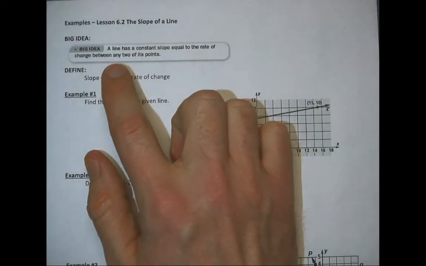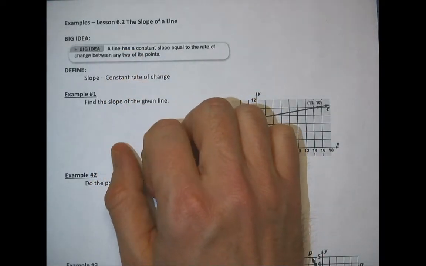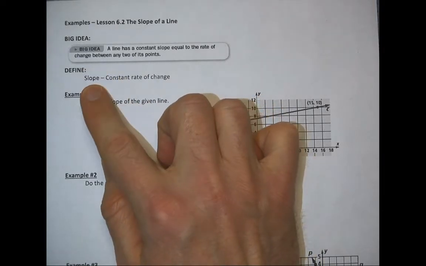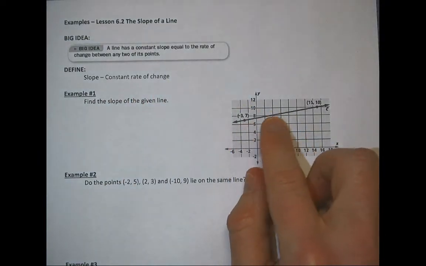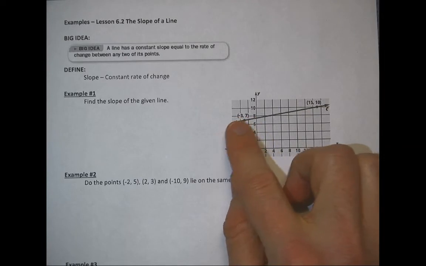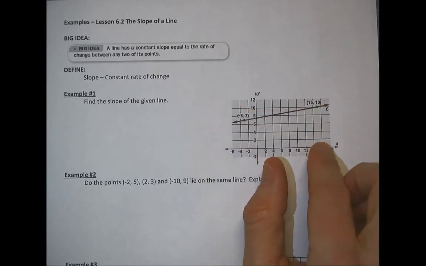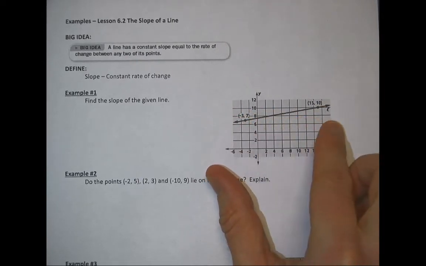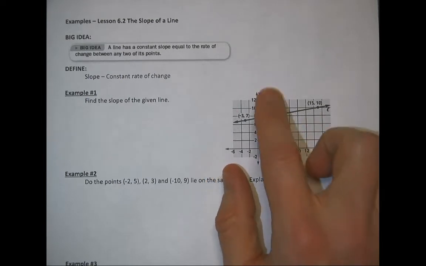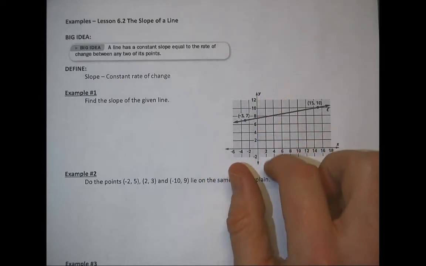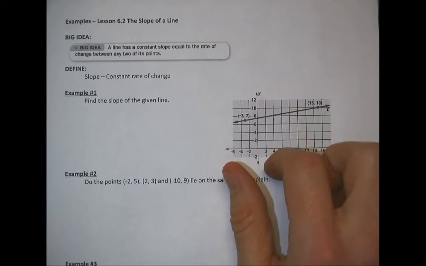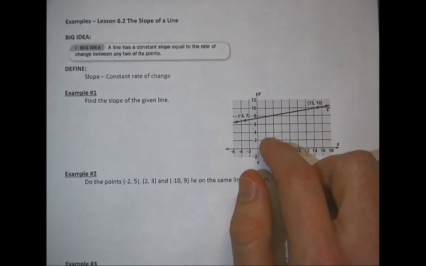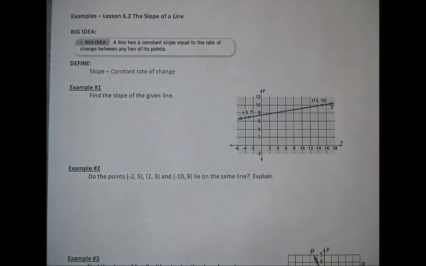So the big idea today: a line has a constant slope equal to the rate of change between any two of its points. All right, so the definition of a slope is the constant rate of change. So we're measuring the rate of change of a line on a graph: positives going up, negatives going down, 0 if it's straight across and there's no change. And if there was a vertical line going straight up and down, that slope is undefined because we can't measure how fast it's decreasing because it's going straight up and straight down. It's undefined. And we'll talk about what that looks like in terms of the mathematics.